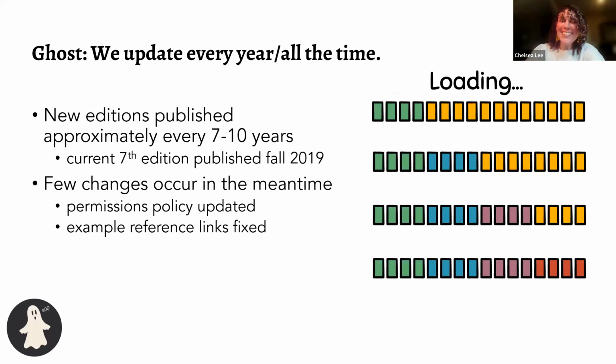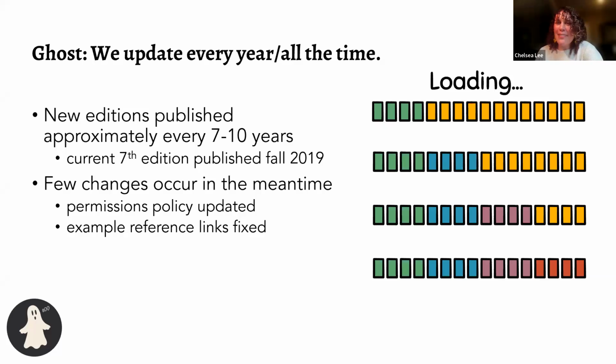I think the last ghost guideline here is the idea that APA style is getting updated every year or all the time. And as you saw earlier when Samantha was talking, we really only update our editions every 7 to 10 years. The most recent current edition, 7th edition, was published in fall 2019. And in between editions, not that much changes.